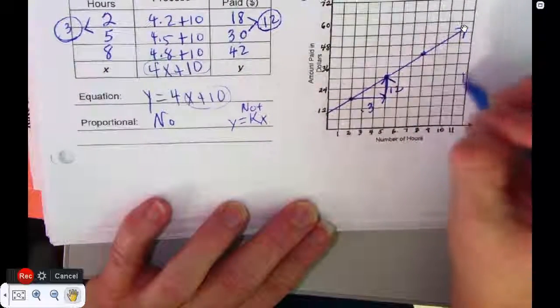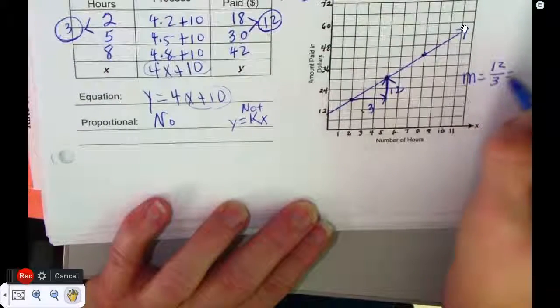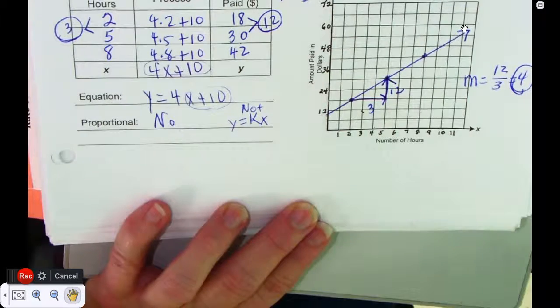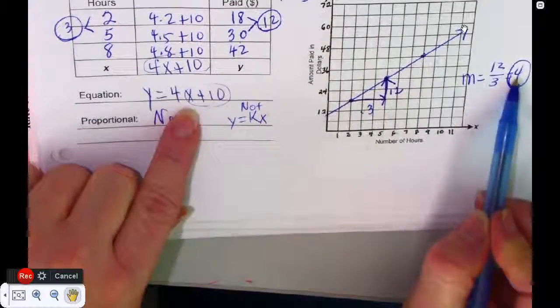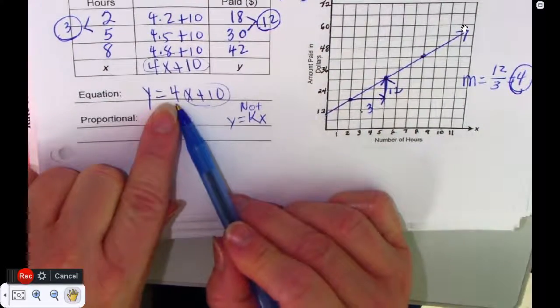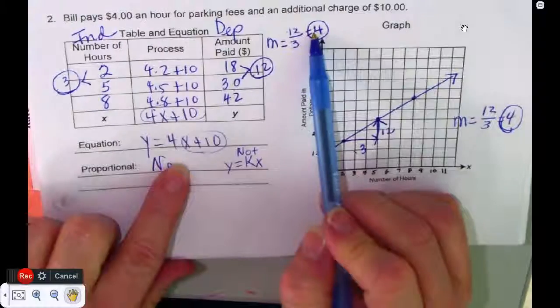So to get the slope, 12 over 3 is 4. Hey, look at there. 4's my slope.